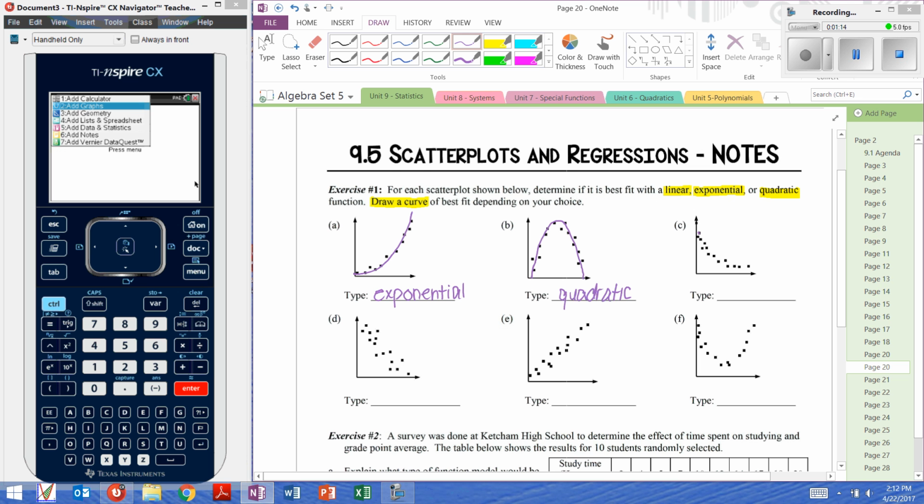C, at first glance it might look like a line, but in this case we are now looking at a decreasing exponential model. All right, let's move on to D. D, here we have our line, our linear function. It's decreasing, but still a line. And in E, it's an increasing line or linear function. And F, yes, this is a quadratic.